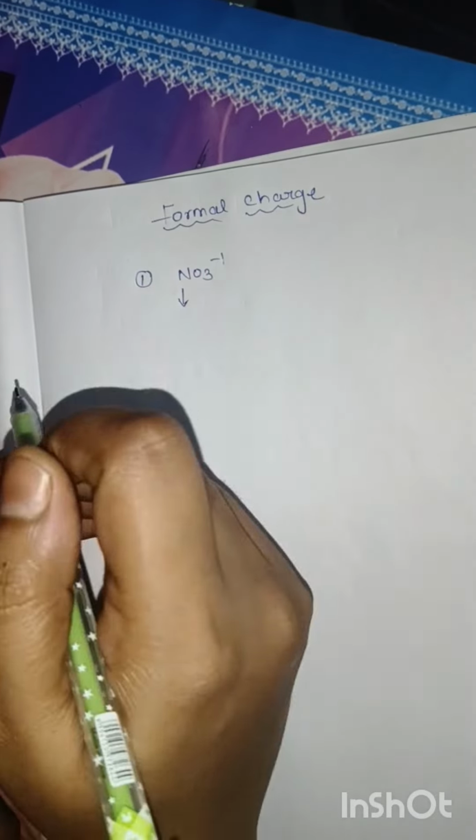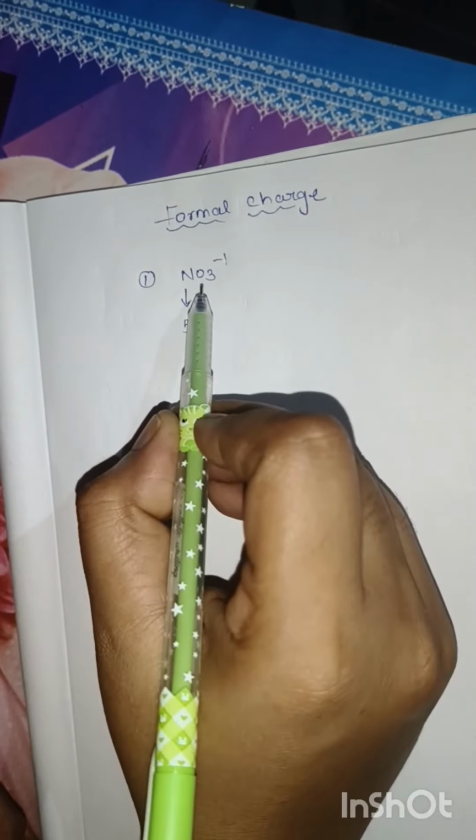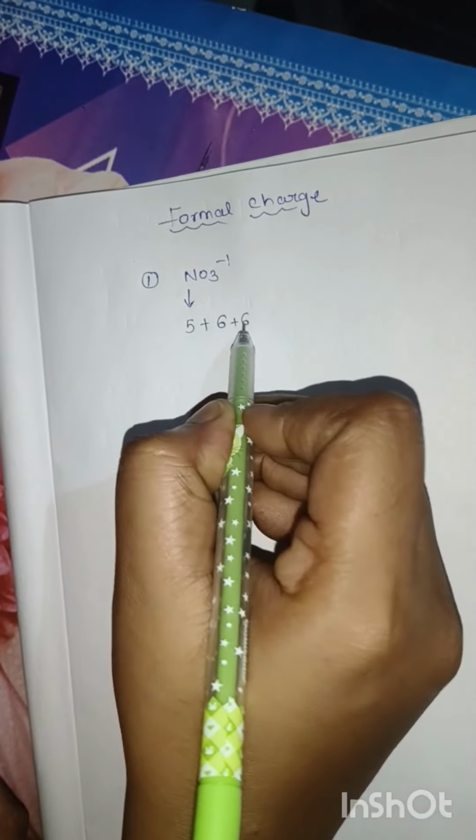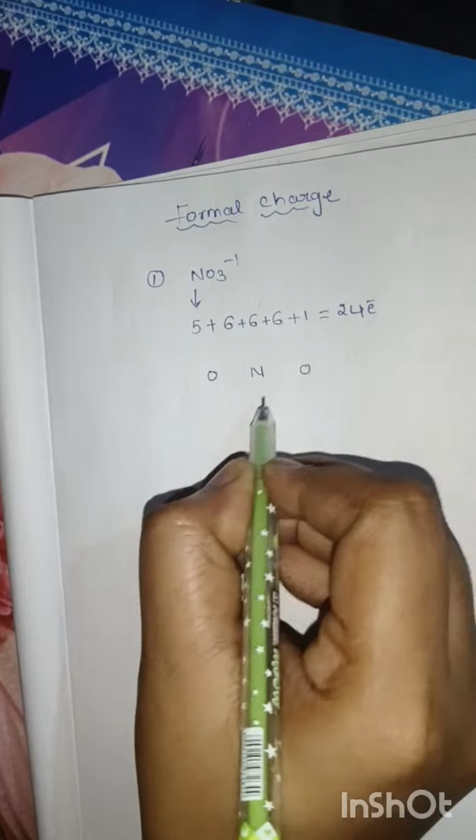So how to calculate valence electrons. The nitrogen belongs to 5th A group, so it contains 5 valence electrons, plus oxygen belongs to 6th A group, so it contains 6 plus 6 plus 6. Why? Because it contains 3 oxygen atoms. So plus 1. So total how many electrons? 18, 19. So total 24 electrons are there. Yes or no? Yes. So first we have to take the nitrogen and we have to take the oxygens.